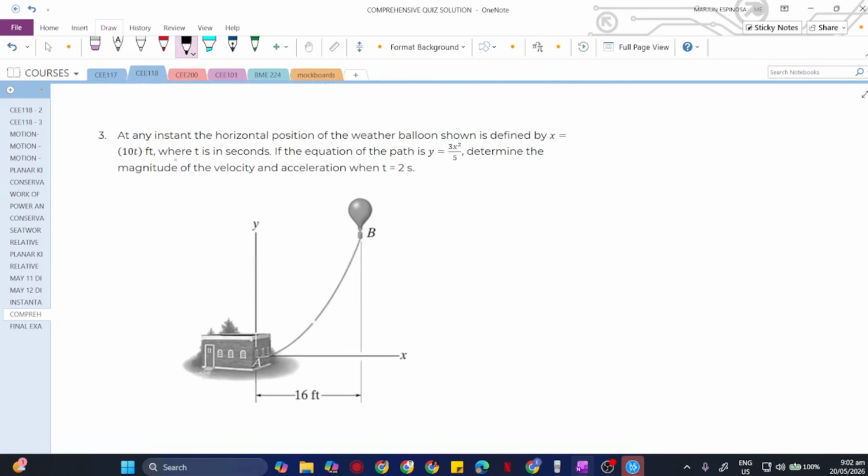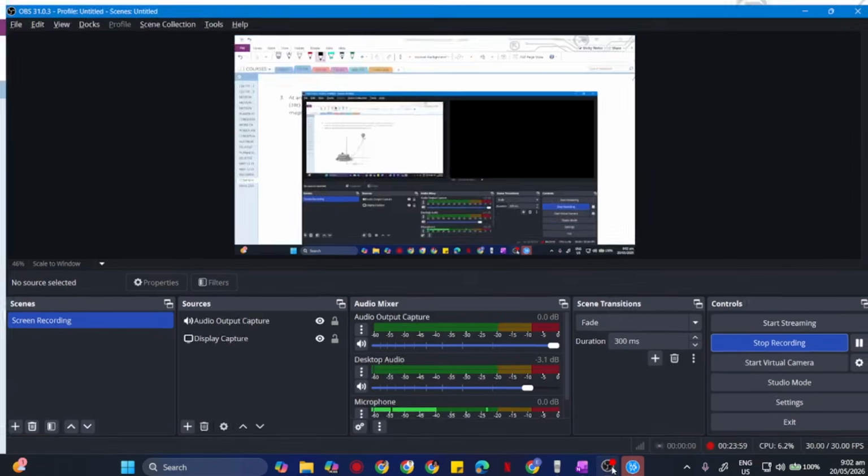So, ito. At an instant, the horizontal position of the weather balloon shown is defined by x equivalent to 10t feet, where t is in seconds. If the equation of the path is y equivalent to 3x squared over 5, determine the magnitude of the velocity and acceleration when t is equivalent to 2 seconds.